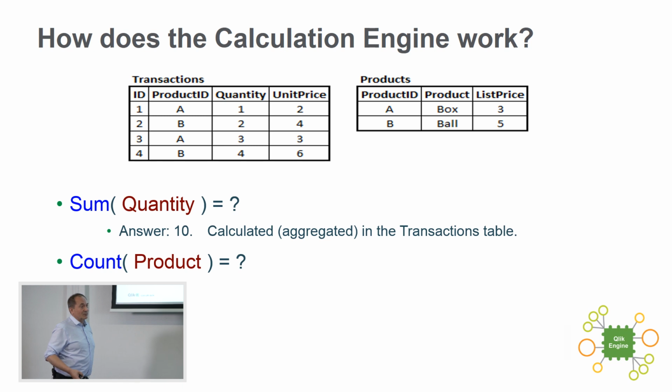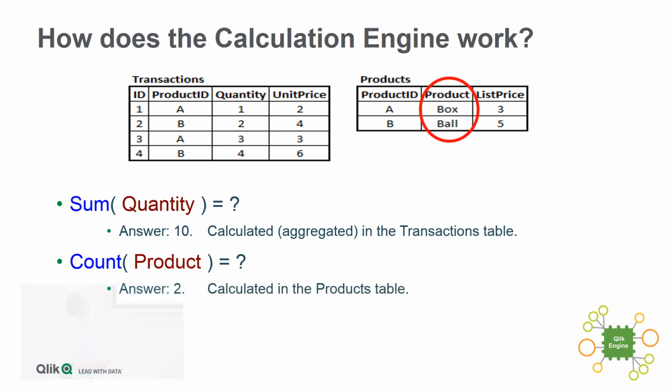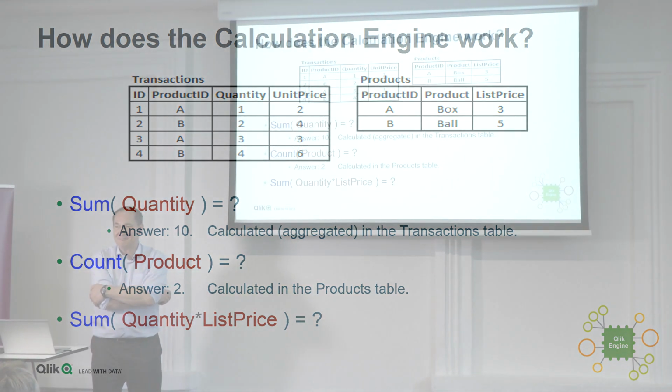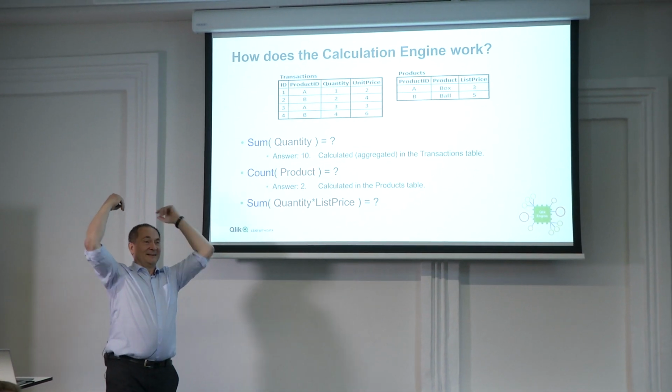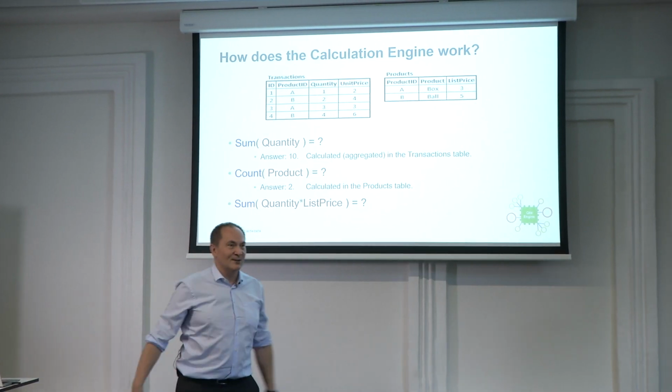Next question, counter product. 2, exactly, it's just 2. Over here. Anyone? 42. Louder. 42. Perfect. The answer is 42, as always.